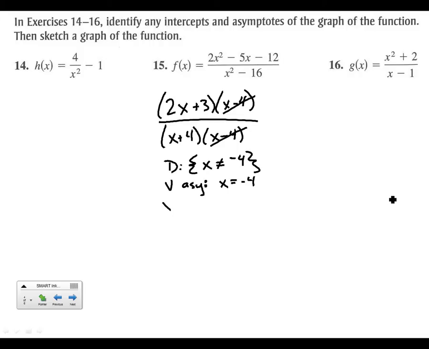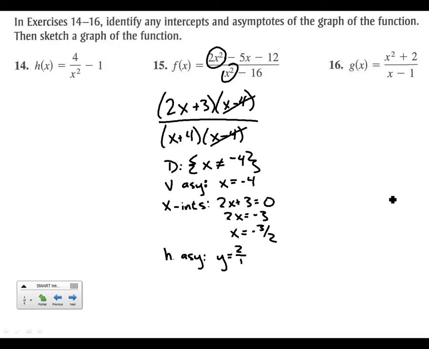We have an x-intercept at the 0 of the numerator, which is 2x plus 3 equals 0. So 2x equals negative 3. So x equals negative 3 over 2. And lastly, we do have a horizontal asymptote at y equals 2 over 1. We're looking at the coefficients of 2x squared and 1x squared. So y equals 2.